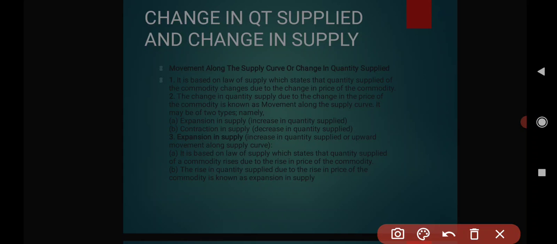And change in supply occurs when price remains constant and there is a change in other factors affecting supply, and there may be an increase in supply. When there is an increase in supply, the supply curve will shift rightward, and when there is a decrease in supply, the supply curve will shift leftward. This is also known as increase in supply and decrease in supply.